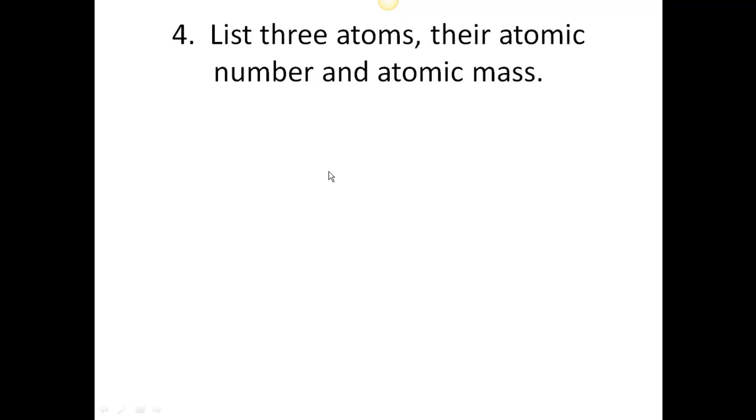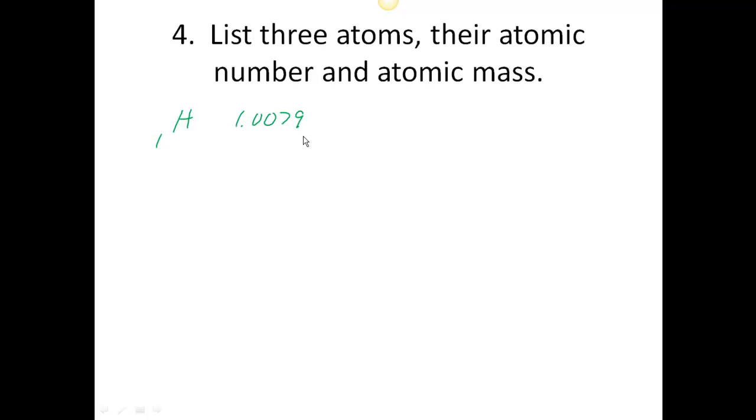All right. List 3 atoms, their atomic numbers, and atomic masses. Let's say that we have hydrogen. It is atomic number 1, and it has a mass of 1.0079.